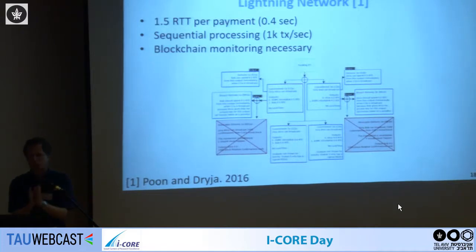And finally, like before, the parties have to monitor the blockchain. They have to have continuous access to the blockchain, and if Alice sees that Bob is putting something on the blockchain, she has to react. So if he's trying to spend the channel at an old state, she needs to see that and discard his transaction.